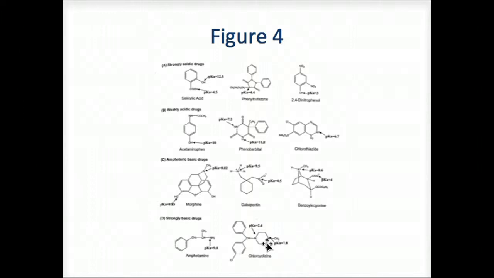Here's figure 4. 4 chemical classes of drugs exist. The dissociation constants as pKa's are provided. These are examples of the different drug groups. First up here is strongly acidic drugs such as salicylic acid. The next is weakly acidic drugs such as acetaminophen.